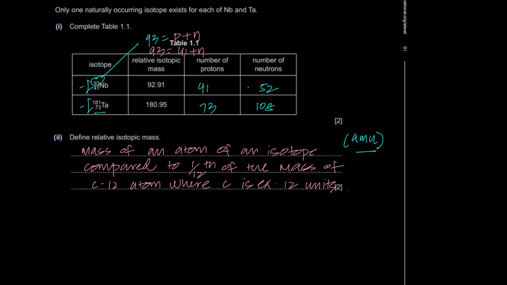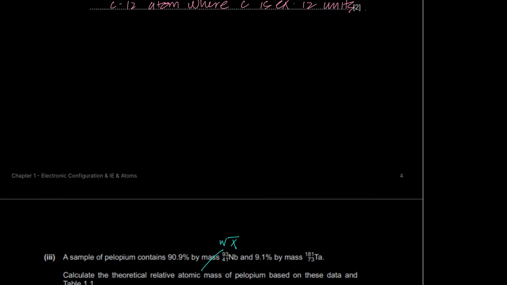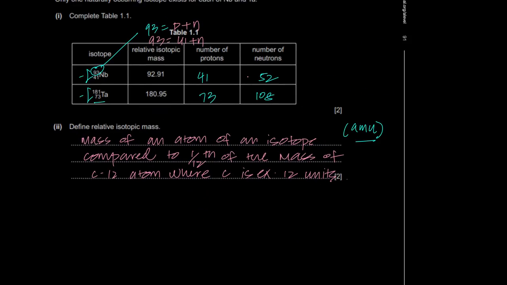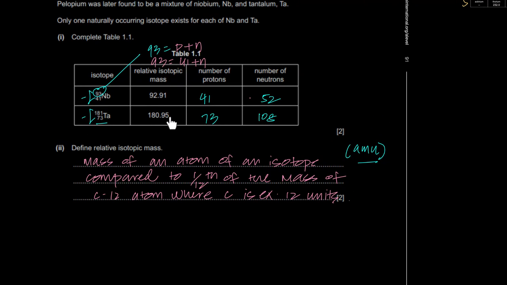Easy. Moving on, the next part says a sample of Pelompium contains 90.9% by mass of Nb and 9.1% by mass of Ta. Calculate the theoretical relative atomic mass. How do you calculate the relative atomic mass? It's basically taking the weighted average of the isotopes. And for that, you'll have to take the isotopic mass and times it by the abundance, right? What students tend to do is they take 93 and 181 like they would do in O levels and IGCSE, but realize the isotopic mass is given here correct to 2 dp. So you take 92.91 and 180.95 and then multiply it by their abundances.